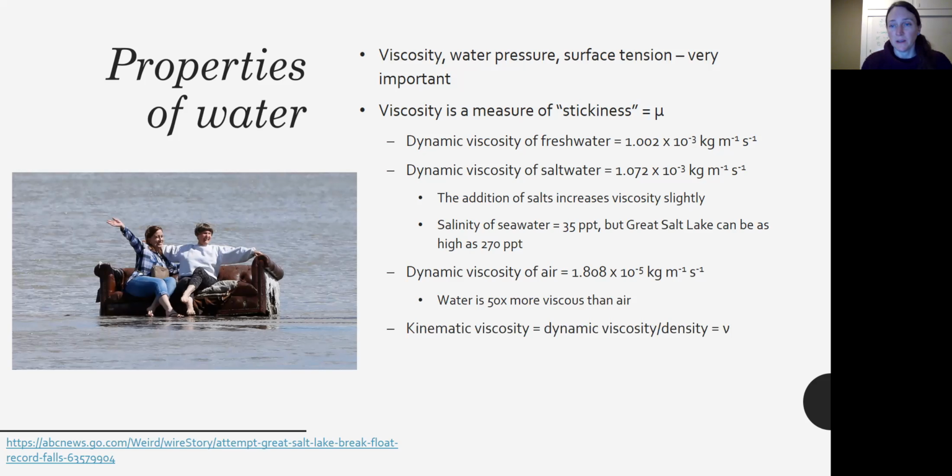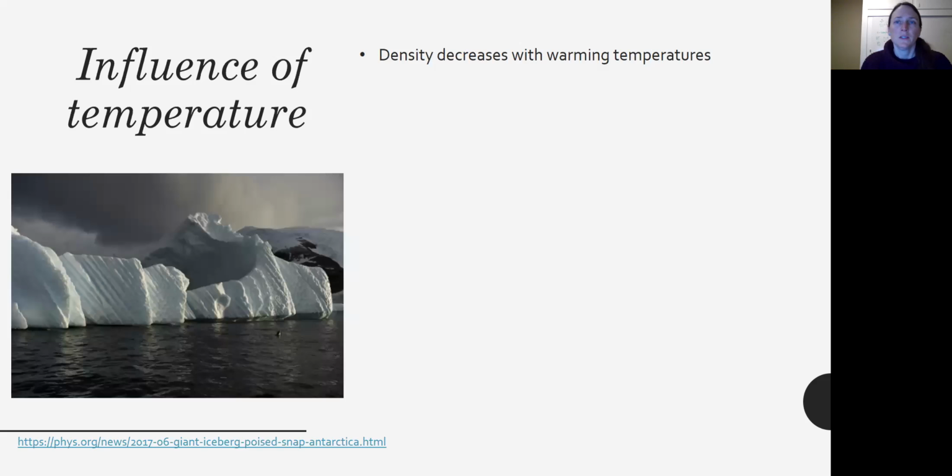The kinematic viscosity equals the dynamic viscosity divided by the density. And the density of air is very low. So what this means is that the kinematic viscosity of air can actually be greater than water. So all of this is physics, fluid dynamics. You just need to be somewhat familiar with these terms and try to understand how they influence organisms. So the density of water decreases with warming temperatures.